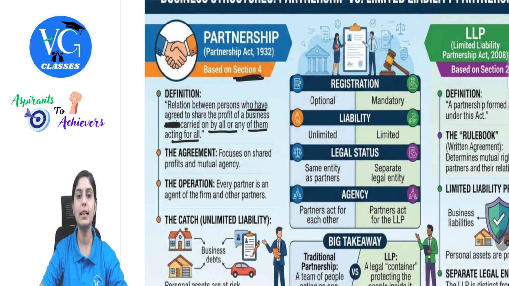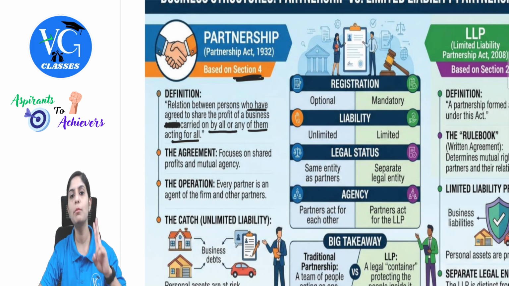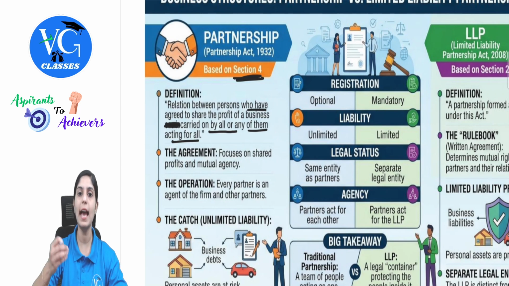This is basically a representing point wherein if there is a partnership firm, there is at least minimum 2 persons required to constitute a partnership firm. Basically, what this line means here is if any one partner representing a firm takes any decision, it will also be binding on the other one. So, therefore, it is carried on by all or any of them acting for all.